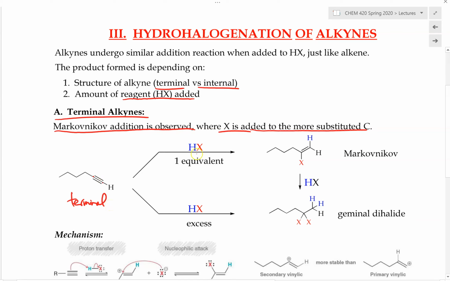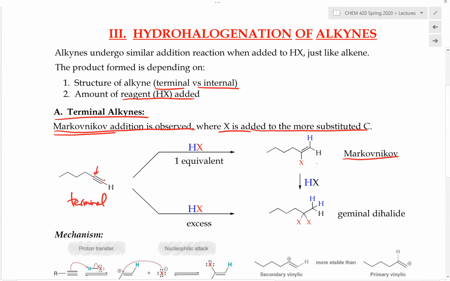So when we add one equivalent of HX, where X can be either bromine or chlorine or iodine, then by knowing that this is the Markovnikov as we've been told, we can see that the hydrogen would be added to this carbon, and the halogen would be added to this more substituted carbon right here. And this would be the Markovnikov product. Now, once the alkyne has reacted with the first equivalent of HX, we'll be producing this product right here.